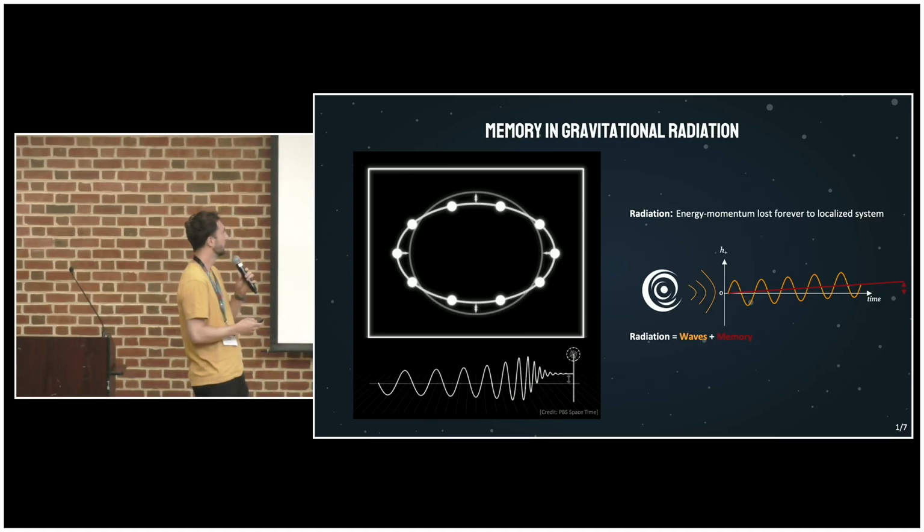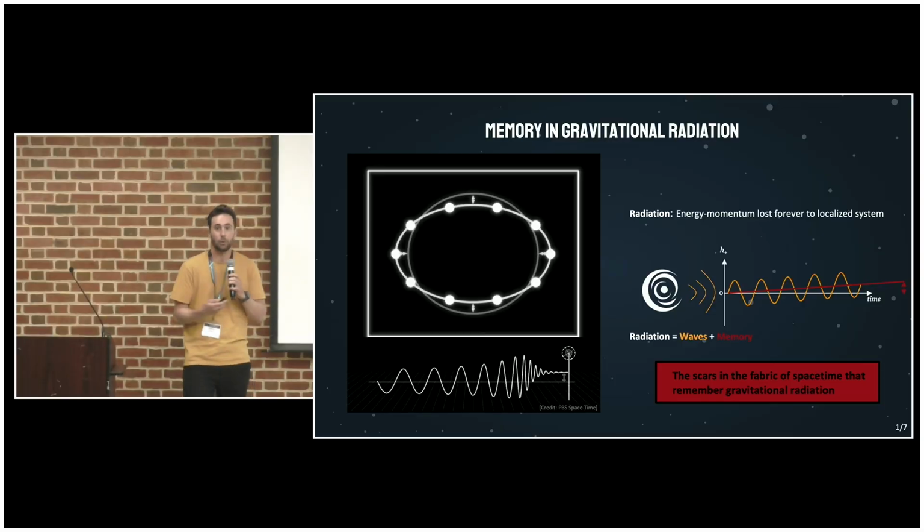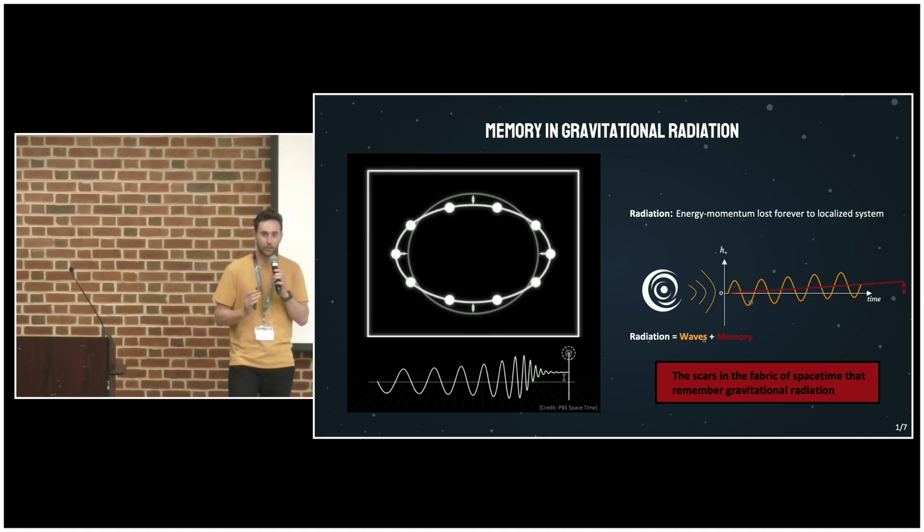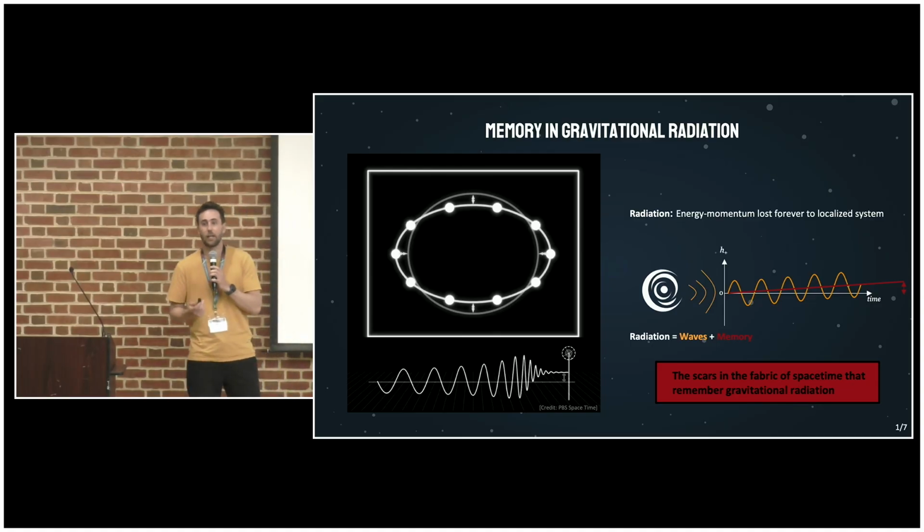So in this sense, space-time is permanently deformed, and so memory could be described as the scars in the fabric of space-time that remember the passage of gravitational radiation. So yeah, this is actually a prediction of GR that hasn't been measured yet.